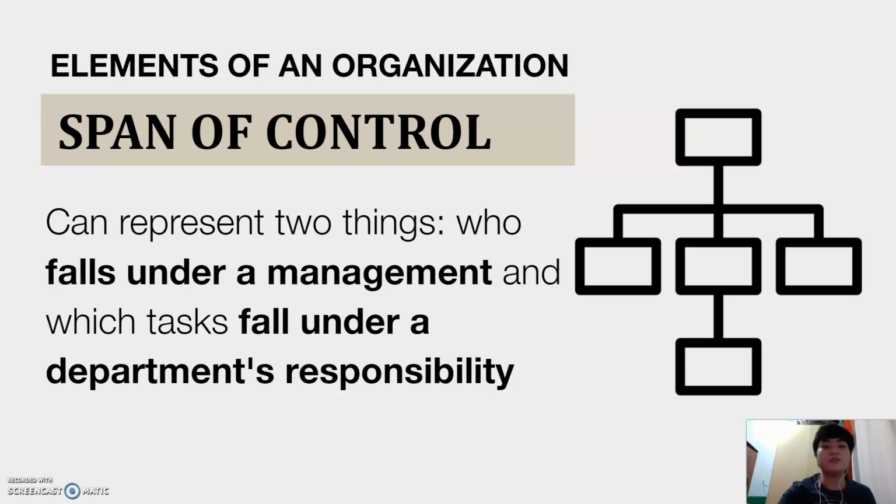Your span of control can represent 2 things. One is who falls under management, and the other is which tasks fall under a department's responsibility. A manager may be linked to many or few subordinates. The number of people reporting to a manager is called a manager's span of control. Managers with wide spans of control have many subordinates, and it's not possible for a manager to closely examine activity. Employees under such managers have more authority to perform their jobs and even make decisions than employees reporting to managers with narrow spans of control.